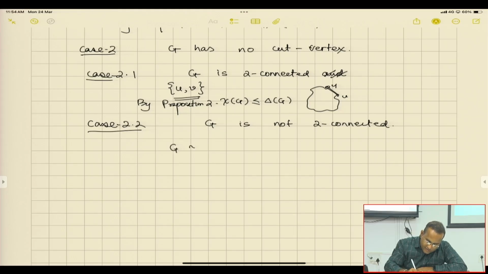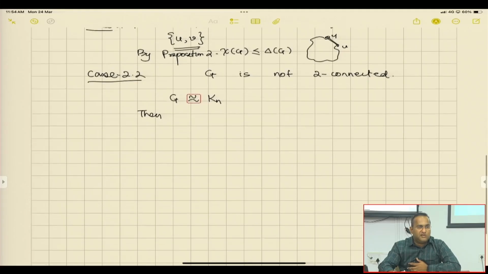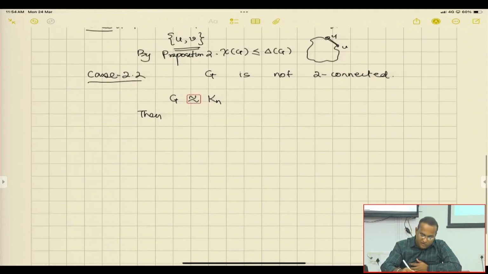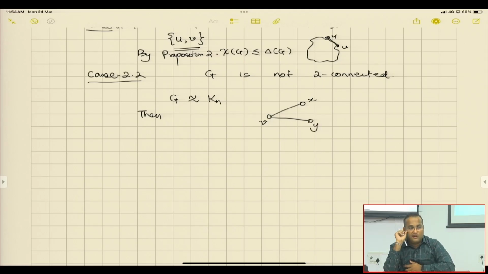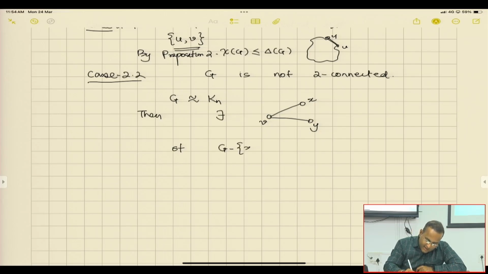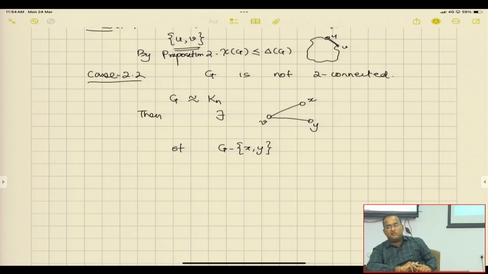Then G is not 2 connected, let us say, then G is not complete, right? G is not isomorphic to Kn. Not isomorphic to Kn means what we are going to get? We are going to get a vertex V and it is going to have two neighbors X and Y, right? The graph is connected. Then there exists this thing such that G minus xy, what can we say about G minus xy? It is still connected, right?